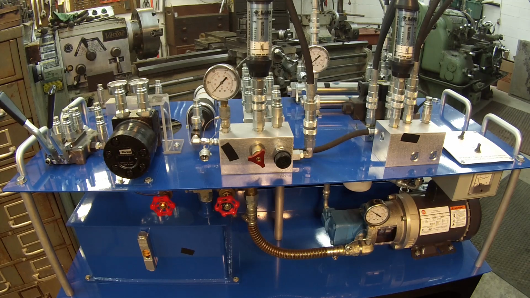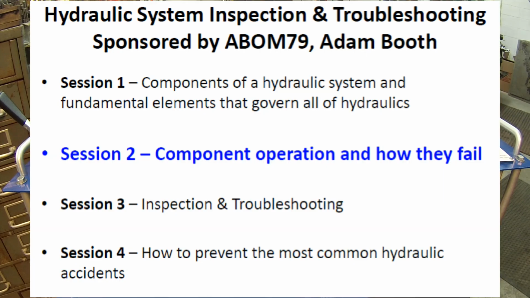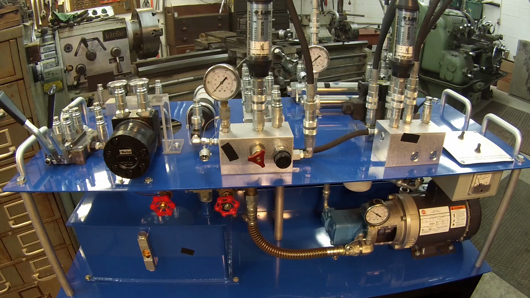The whole series is called Hydraulic System Inspection and Troubleshooting, and we've broken this down into 4 sessions. So this is session 2. What we're going to be talking about in this session is component operation and how they fail. And I've got some failed components here that I'm going to show you while I'm doing this, so hopefully it'll make it interesting rather than just me running my mouth the whole time.